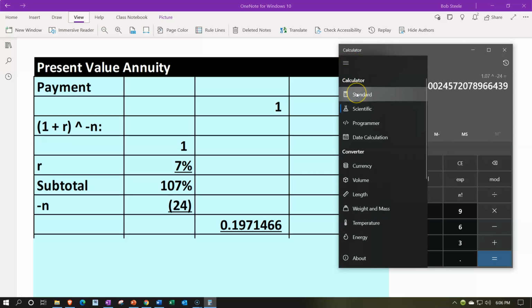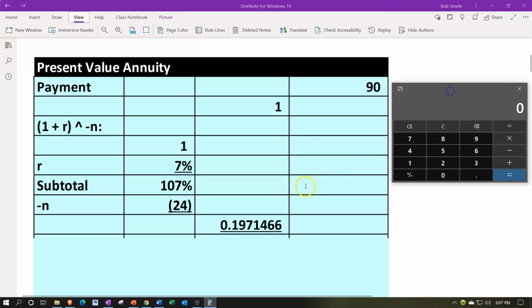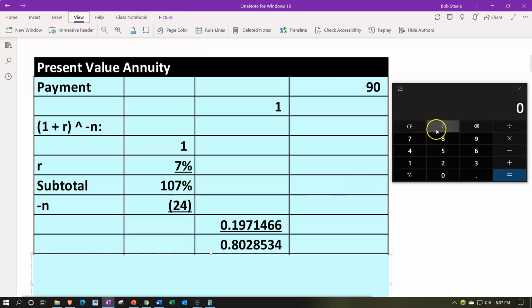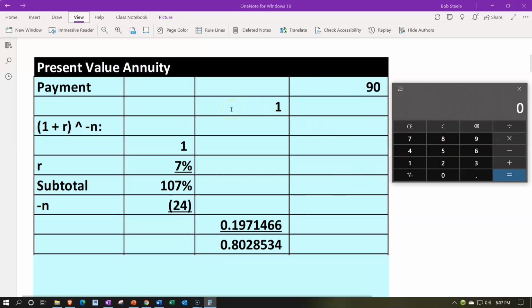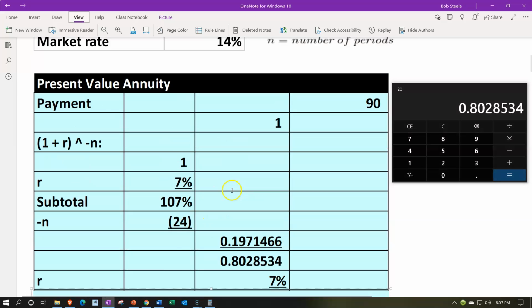Going to convert back to the standard calculator because I don't like being scientific all the time. It's back to the normal calculator. Got to be normal from time to time for the most part. It's going to be 1 minus the 0.1971466, and that's going to be the 0.8028534 about. That's going to be then the numerator.